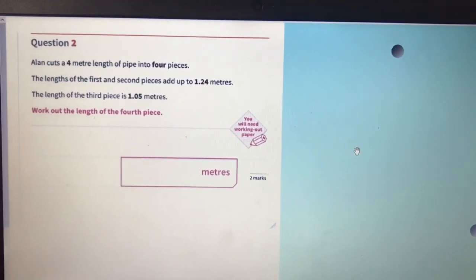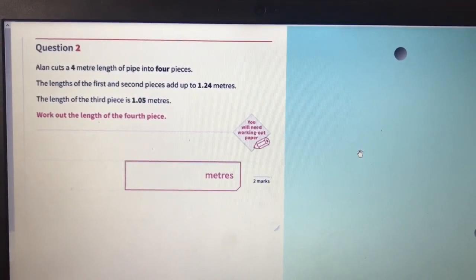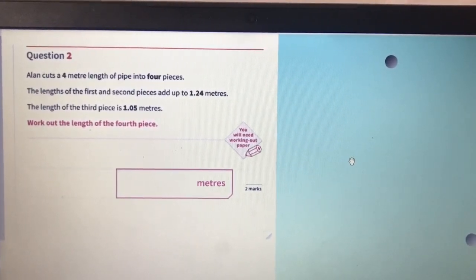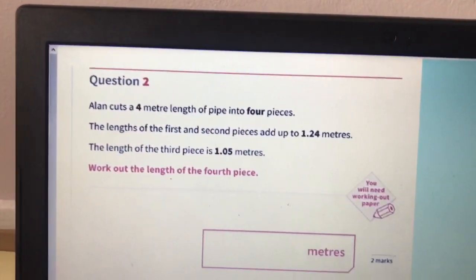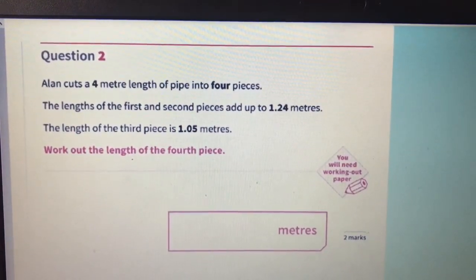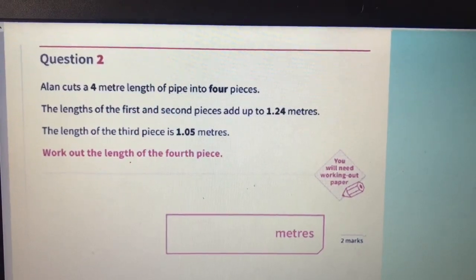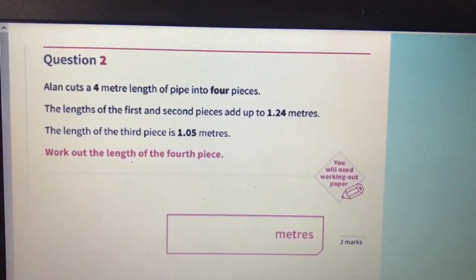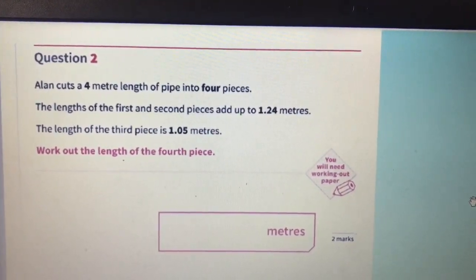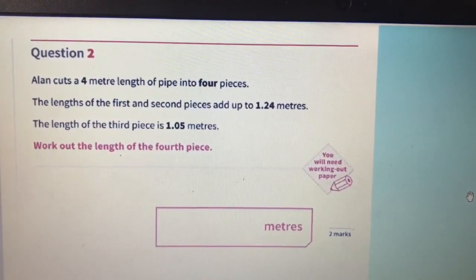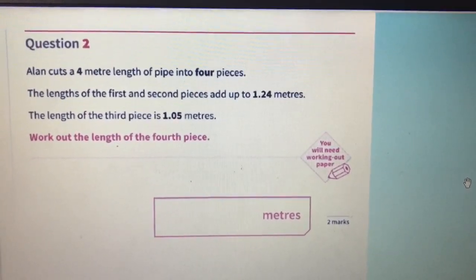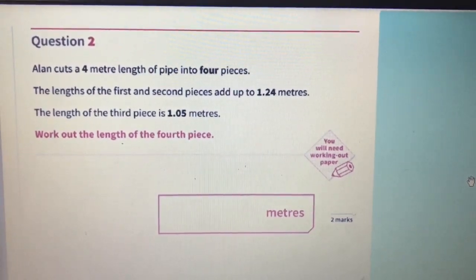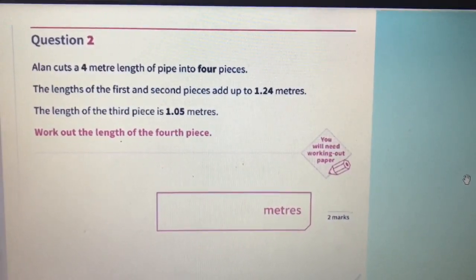Okay, boys and girls, so we'll have a look at this question then. So Mrs. Gill has already modelled a question, but this is the second question in the set that you have to complete. And it says the following. Alan cuts a 4 metre length of pipe into 4 pieces. The lengths of the first and the second pieces add up to 1.24 metres. The length of the third piece is 1.05 metres. Work out the length of the fourth piece. So if you want to pause your video here and have a go yourself, please do so. But I'm going to model the answer in the next few seconds.